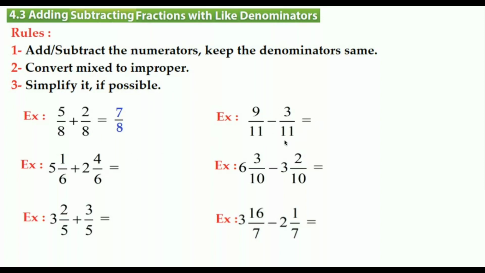Let's see another example about subtraction. 9 over 11 minus 3 over 11. First of all, you can subtract the numerators. 9 minus 3 is equal to 6 and over 11.